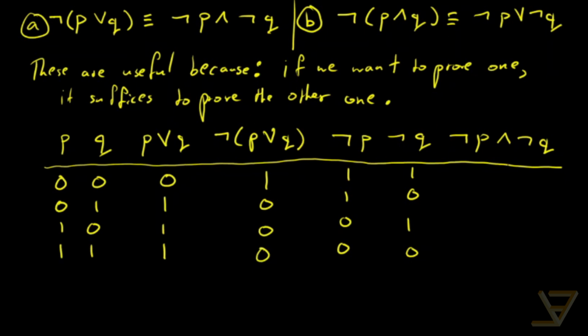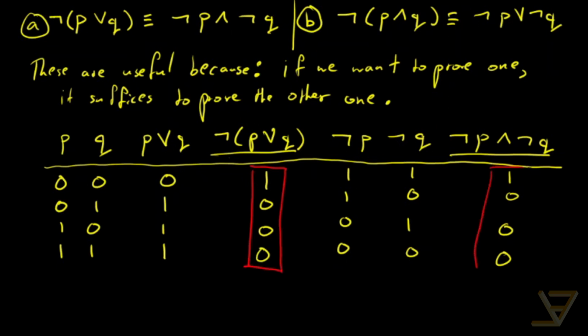And in the final column, we have 1, 0, 0, 0. Now we compare this column with this column, and we find that in fact they are identical. So these two are logically equivalent.